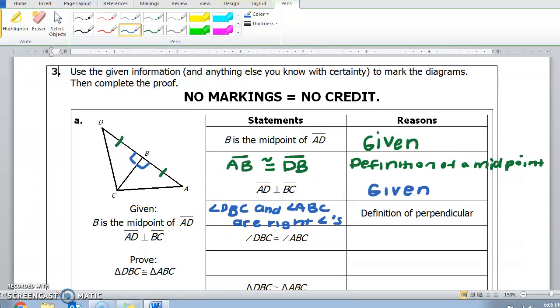Next, on my next line, it's written that angle DBC is congruent to angle ABC. On the previous line, when I state that they're right angles, I haven't stated that they're congruent yet. So I have to go and say that in the next statement, which is written here. And the reason for that, all right angles are congruent.